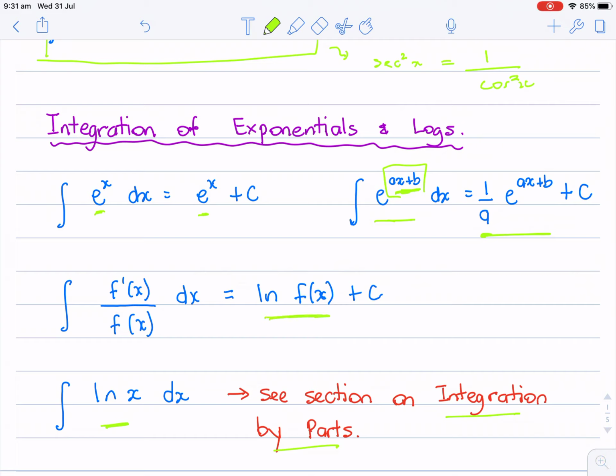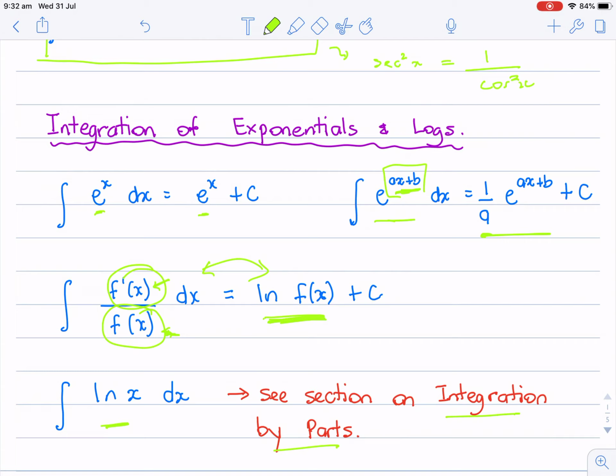So if we remember, the derivative of the log of a function of x was the derivative of the function over the function. So the derivative was going that way, integration goes the other way. So what we're looking for is the derivative of a function here over the function itself, and if we've got that situation, we can integrate to a log function. So it'd be just log of that function there.